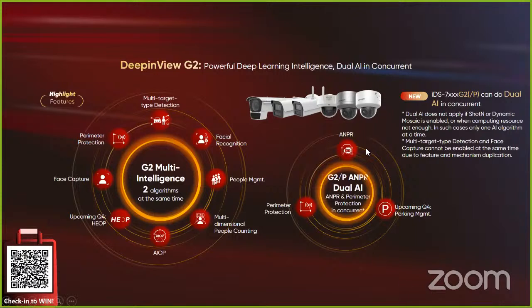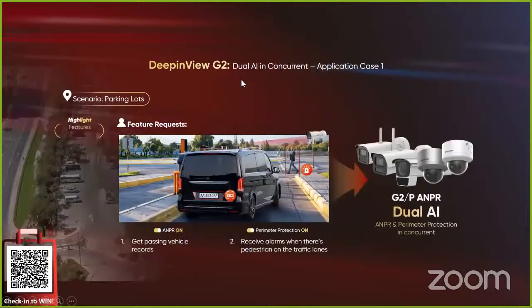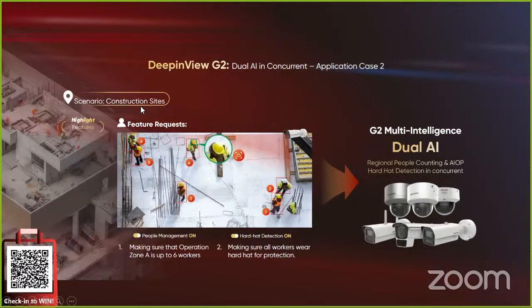And for the NPR model, good. For the G2 with the /P, we have functions like NPR, parking, and perimeter protection. This one supports dual AI as well. This is application case 1, a scenario in a parking lot. We turn on NPR and perimeter protection. NPR receives the plate information and records the vehicles. Second, the user wants to receive alarms when there are pedestrians on the traffic lines. This is an application in a parking lot.